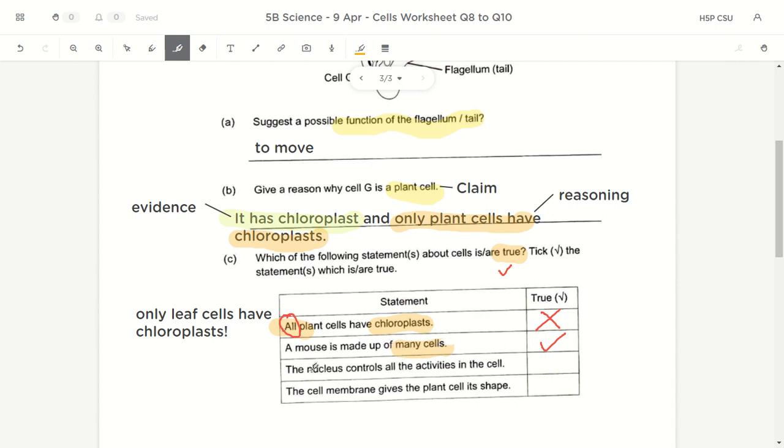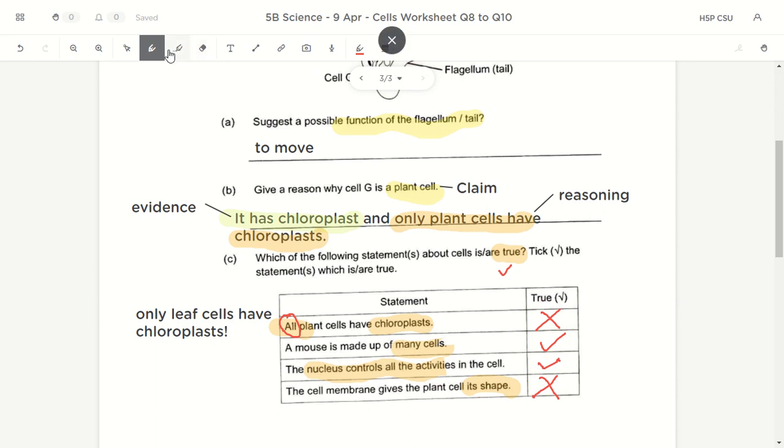The nucleus controls the activity. Nucleus controls the activity, correct. Again, this is something that we said just now, I think in question 8. So this is correct. The nucleus controls the activity in the cell. And the last one, the cell membrane gives the plant cell its shape. Does the cell membrane give the plant cell its shape? Think about it. The answer is no.